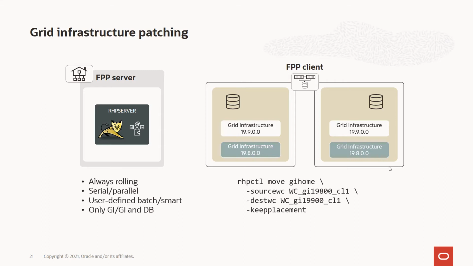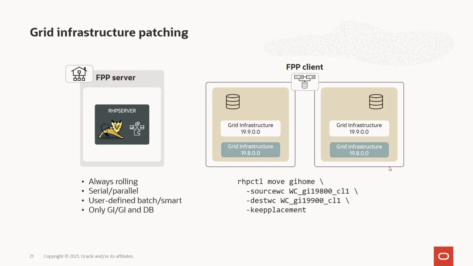And by default, as I said, it's always rolling. If we wish, we can also have it non-rolling by specifying the -nonrolling parameter. And by default, it's serial. That means that if we have 4 nodes in a cluster, it will do node 1, then node 2, then node 3, and then finally node 4. But we can also specify batches and say, I want you to do node 1 and 2, and then do node 3 and 4 in parallel.